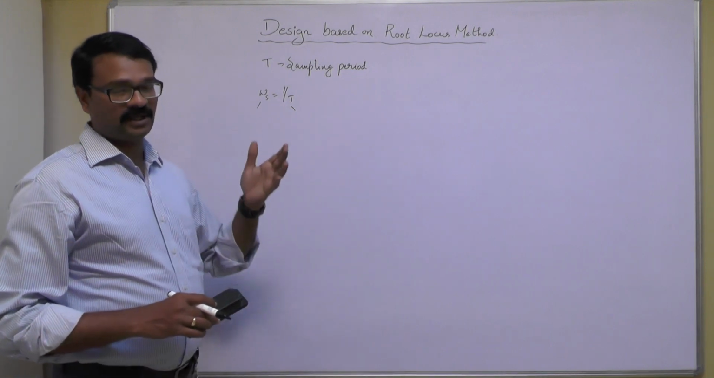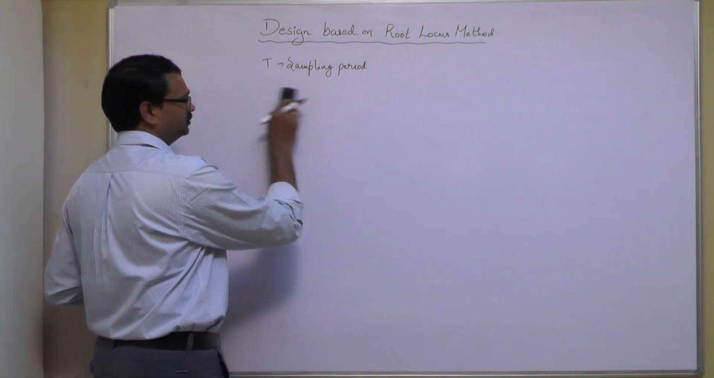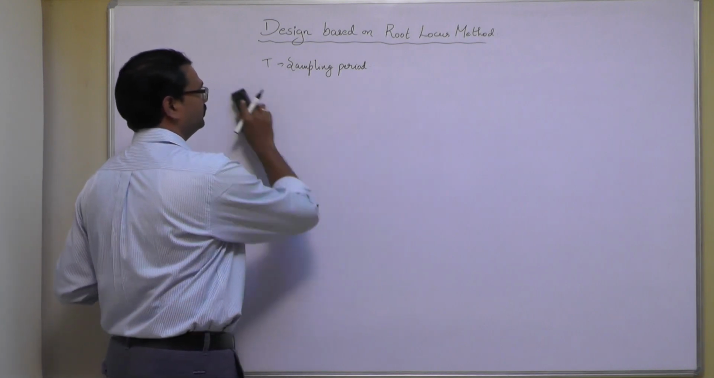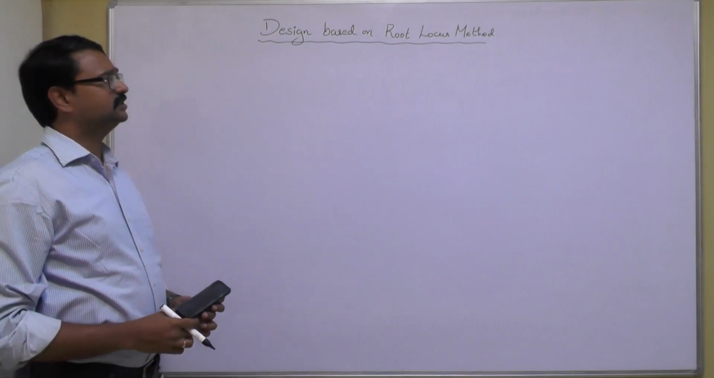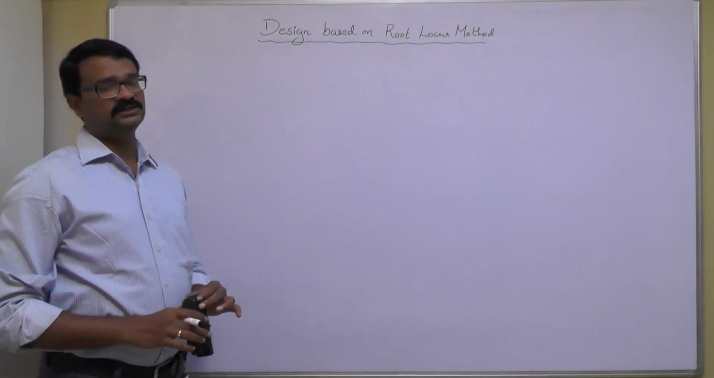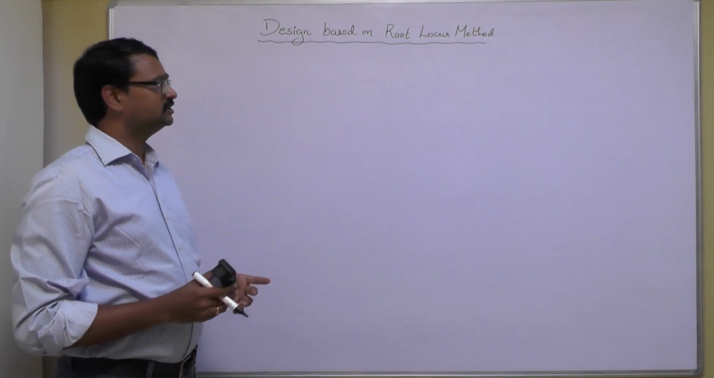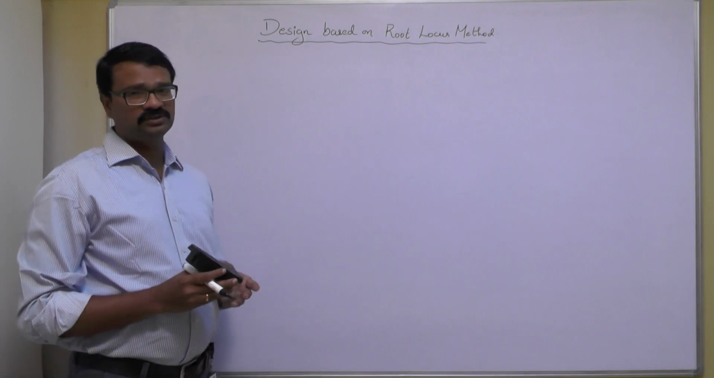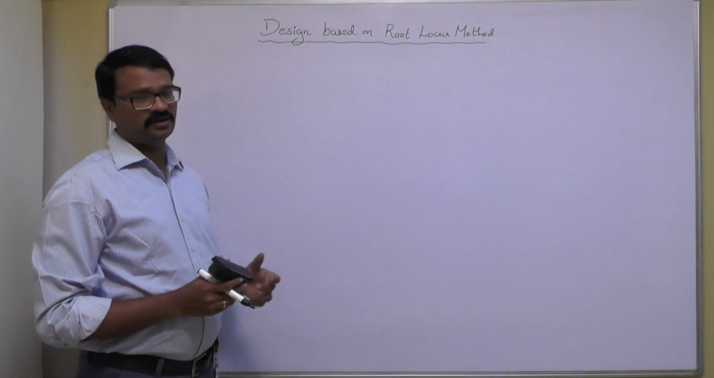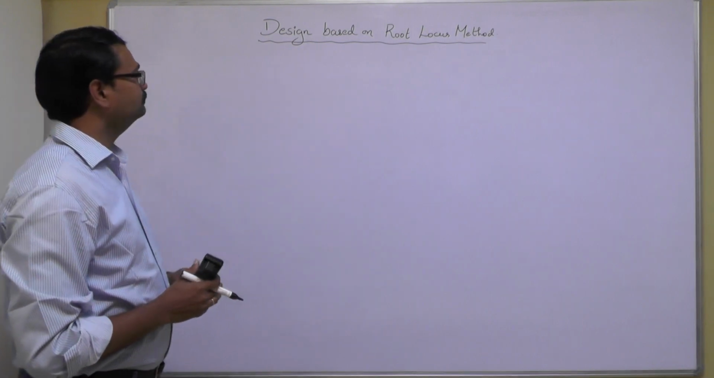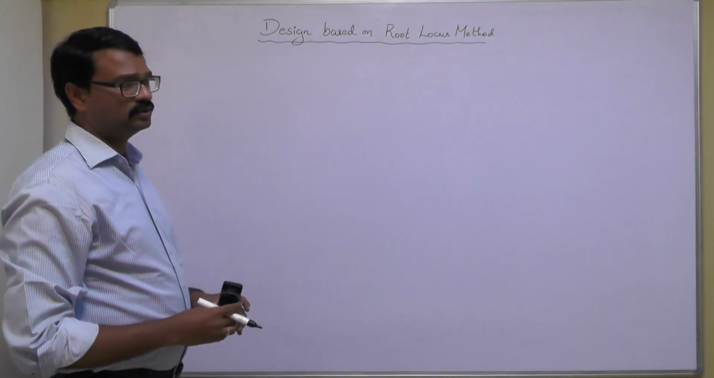Therefore, with the sampling theorem in mind, we will go ahead with this. So T must be as small as possible, so that the sampling frequency will be as high as possible. There are certain rules that we have to follow to design the root locus method for any discrete time control system, based on which we can draw a root locus like we have drawn in continuous time control systems. Let us see what rules we have.